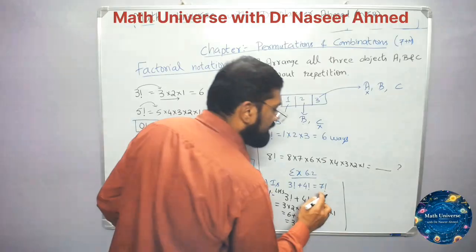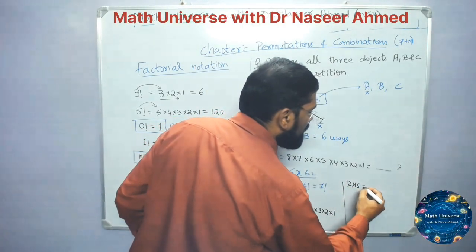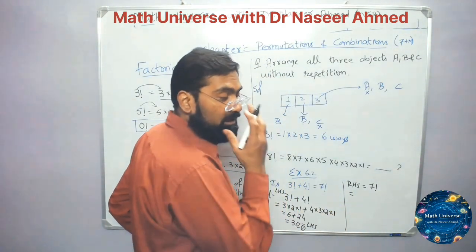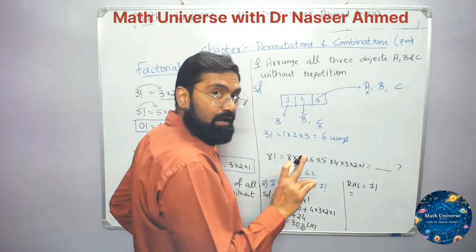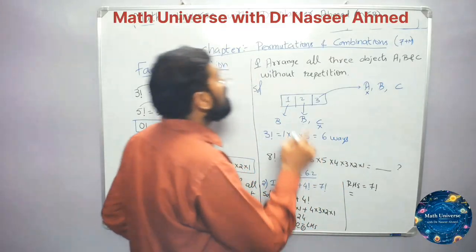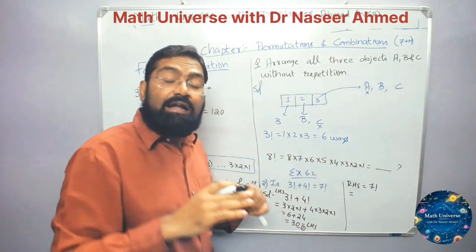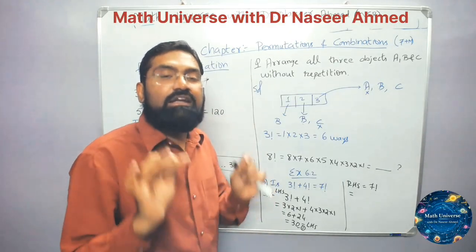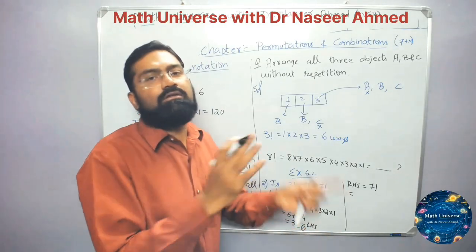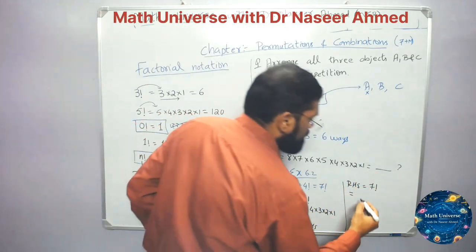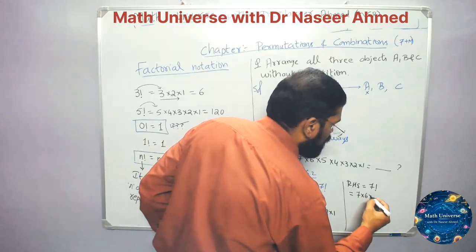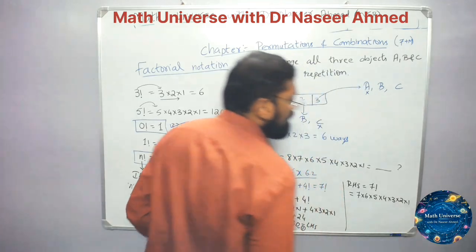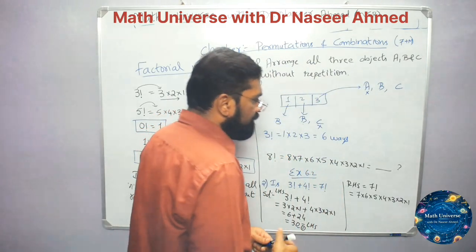Now consider the right hand side. 7 factorial, nothing but arranging how many objects? 7 objects without repetition, and all the objects are arranged. That's what we call permutations. What is permutation? Arrangement of all or some objects in a particular order, in a definite order. It can be all the objects or some objects. Now 7 factorial is 7 into 6 into 5 into 4 into 3 into 2 into 1.